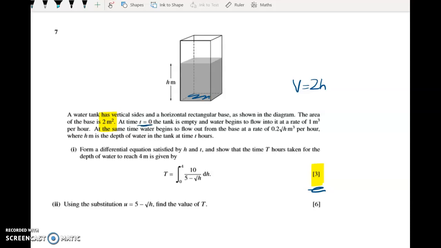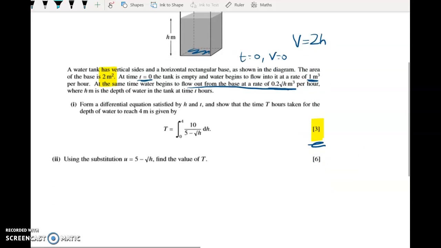So at time t equals 0, the tank is empty. So t equals 0 gives us V equals 0. And water begins to flow into it at a rate of 1 meter cubed per hour, and at the same time it flows out from the base at this rate. So we can put those inflows and outflows together. This is not too bad. We can write that dV by dt is equal to 1 minus 0.2 h to the power of a half.